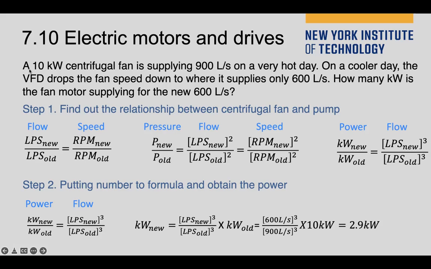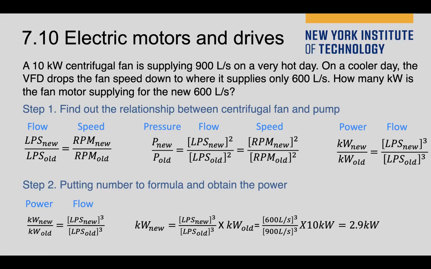Example. The question: a 10 kilowatt centrifugal fan is supplying 900 liters per second on a very hot day. So on a hot day, we still need to have the flow rate, or maybe here it is the flow rate of the air. But on the cooler day, the VFD drops the fan speed down to where it supplies only 600 liters per second. So it seems like it's not a heating appliance. It's more like a cooling or ventilation appliance in this example.